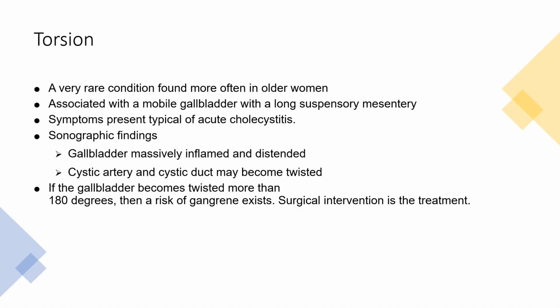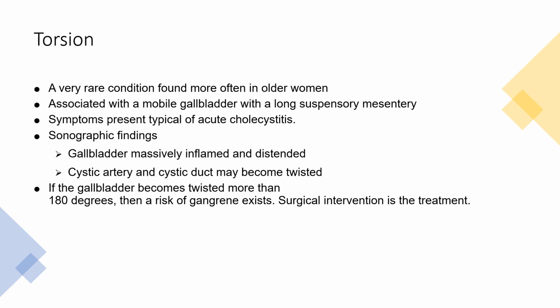Torsion is a rare condition. We see it primarily in older women, and it is associated with a mobile gallbladder that has a long suspensory mesentery. So the gallbladder is attached to the mesentery of the abdomen, and that mesentery can stretch as the patient ages. And just like any other connective tissue, it can start to stretch out. When that happens, the gallbladder can then twist on that mesentery.